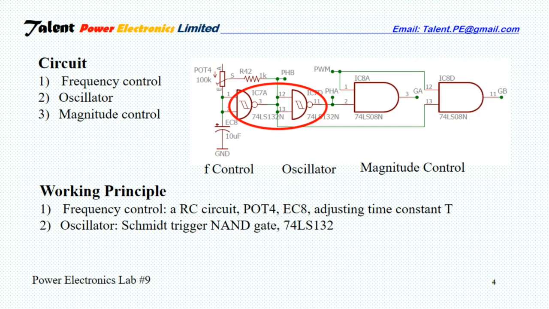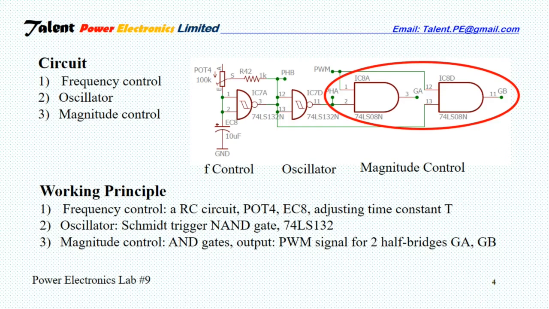2. The oscillator circuit is a Schmitt trigger NAND gate, which will flip the output signal according to the timing set in the RC circuit. The two inverted signals are used to control two half bridges. 3. The magnitude of the AC output of the inverter will be controlled by the duty cycle of a PWM signal. The PWM signal from Lab 7 merges with the two oscillating signals to form the two half bridge signals GA and GB.